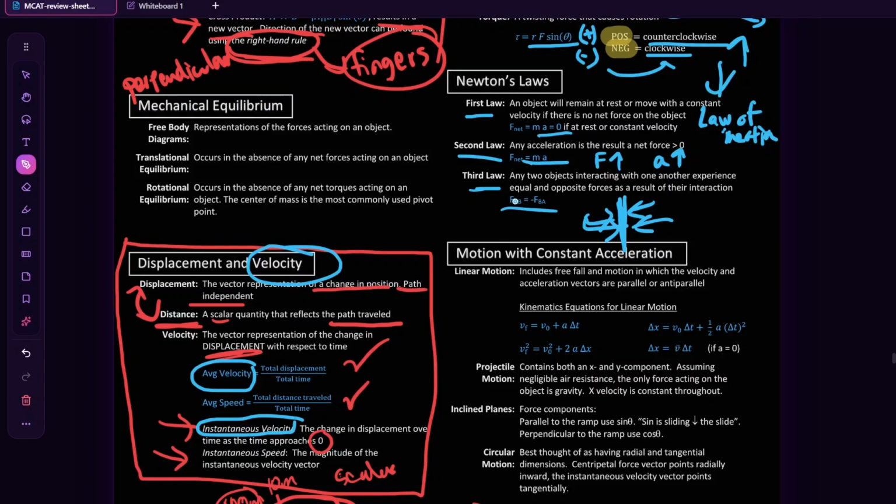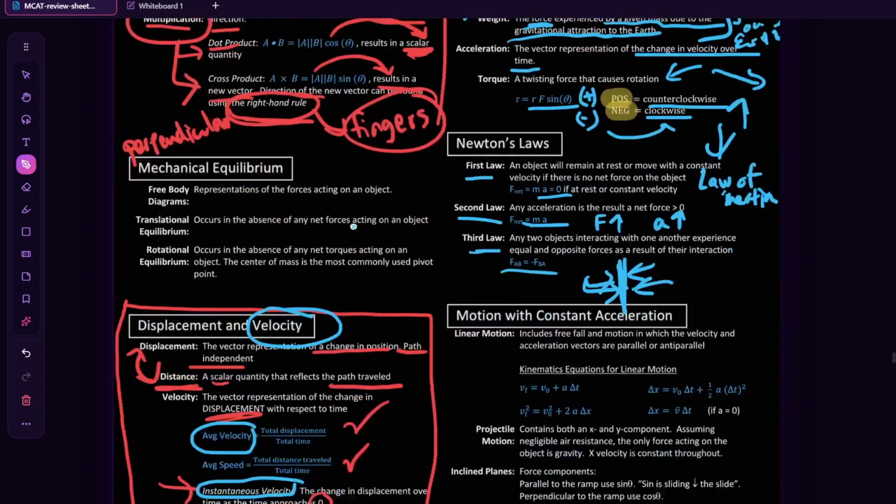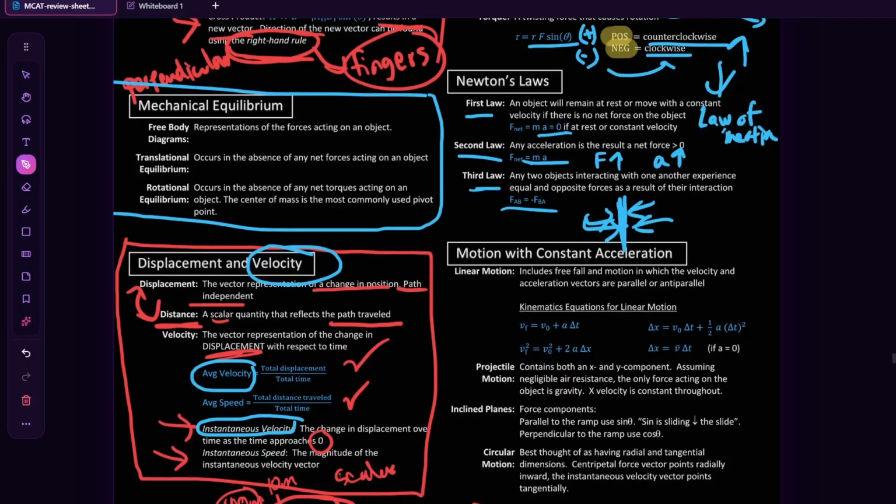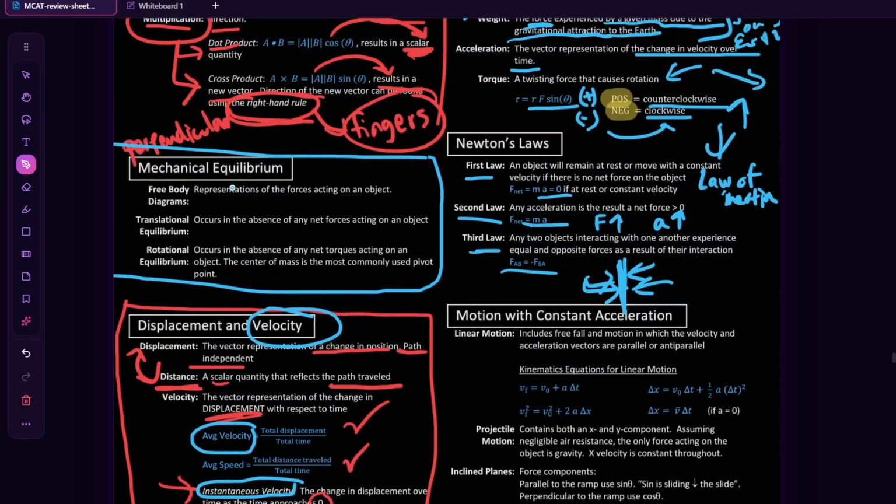All right, now we can go into mechanical equilibrium. For mechanical equilibrium, every situation is a little bit different. Before you solve any force problem, you can think of these as your tools, right? So I have a set of tools that can help me solve my physics problems. A free body diagram is a tool I can use before solving a force problem.